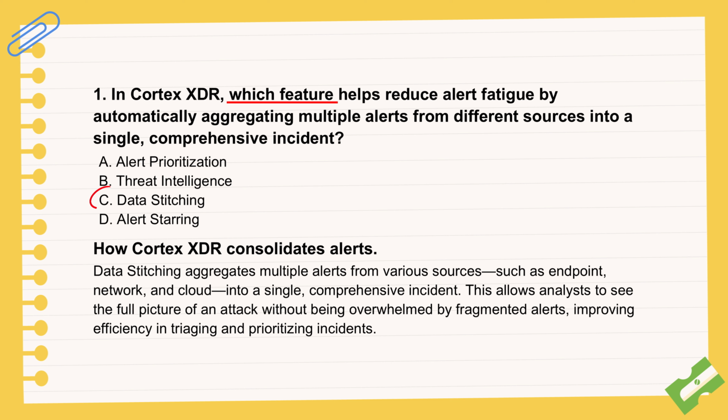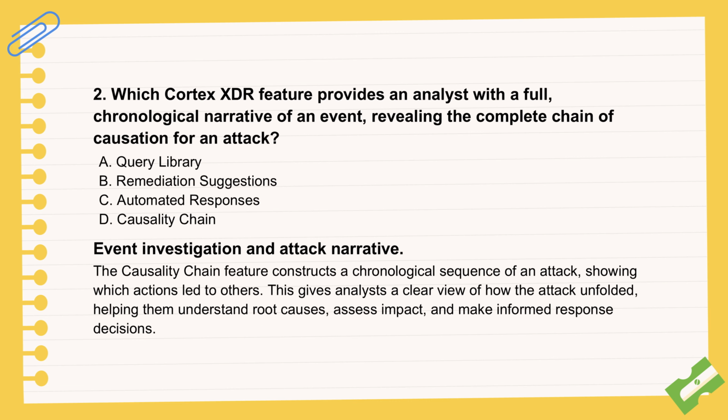Okay, so once data stitching consolidates things into an incident, the next challenge is understanding the full story, right? An analyst needs to piece together the whole narrative. How did this thing start? What happened next? Our practice material points to another critical Cortex XDR feature for this exact purpose: the causality chain. And this is more than just a simple list of events. It provides a full chronological narrative of what happened.